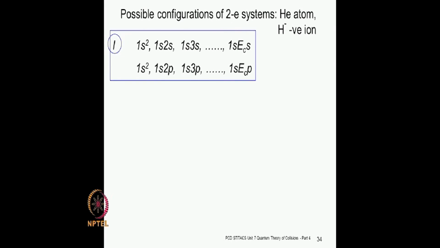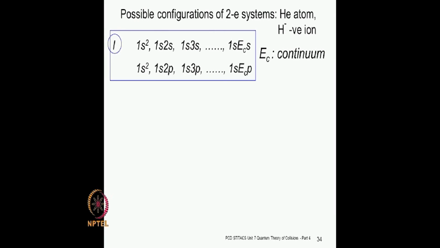You may also have 1s2p, why not? You may have 1s3p. So, you have very many different possibilities, actually an infinite number of different configurations in which the 2 electron system can reside. And in general, if you want to describe the 2 electron system in a complete set of bases, it will have a superposition of all of these basis states.